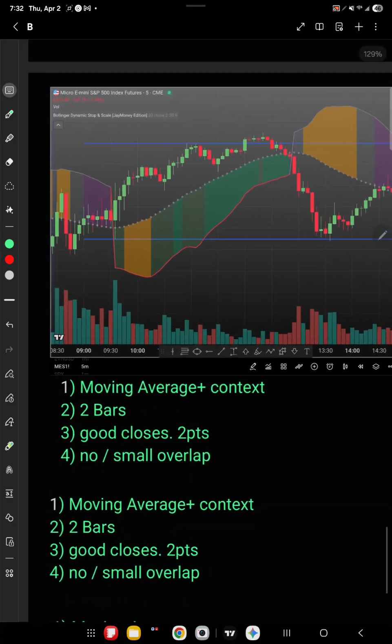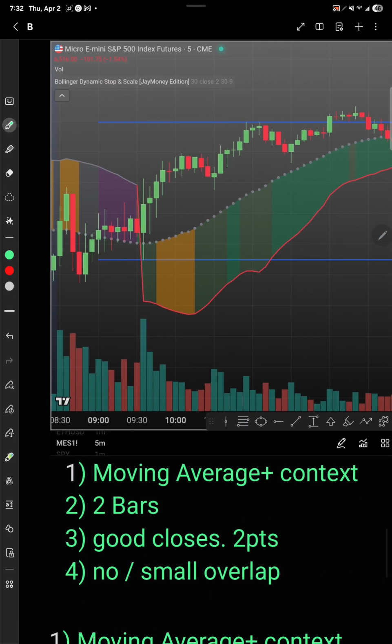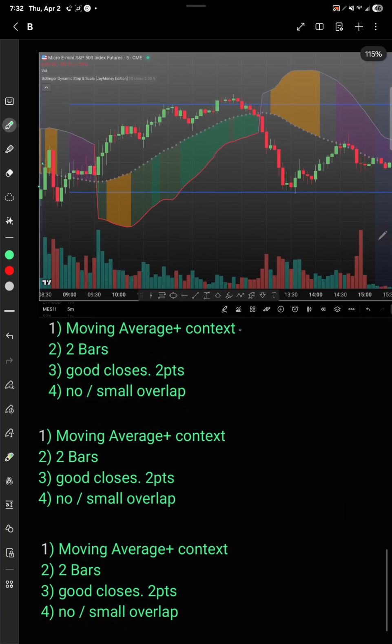Okay, so let's look at this first bar here, this 830 bar. Let me get my tool out here. 830 bar, bar 1 and 2. So the first question I'm asking is, what is the moving average context?